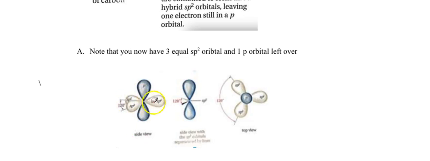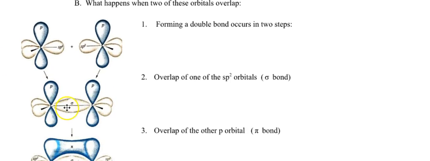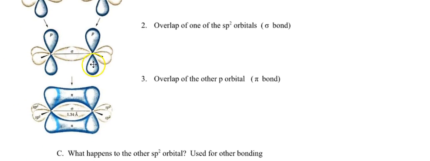So this is like looking at it from the side. This is going up and down, and this is looking at it from the top. You can't really see that this part right here is that p orbital that you didn't use, okay? So let's go to the next page. So what happens when these overlap? So here we're going to form, first of all, this first sigma bond. See that? Here's your sigma bond. And as they're being drawn closer to each other, then these unused p orbitals overlap, all right, and that is your double bond, okay? So you start off with the sigma here, and here is your pi bond.